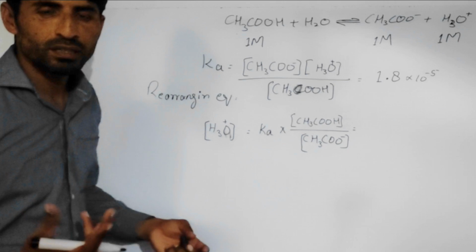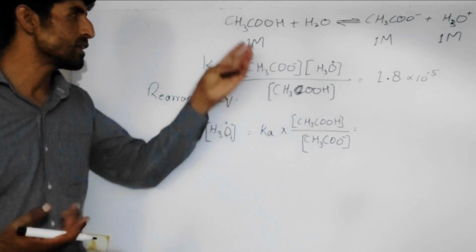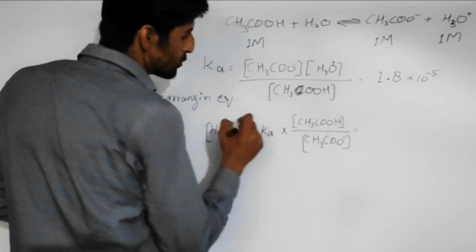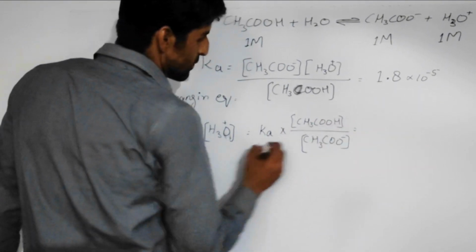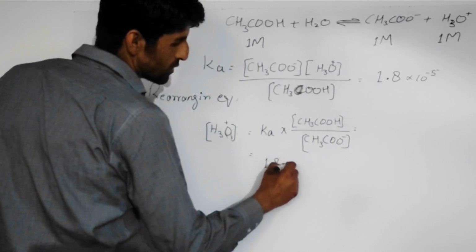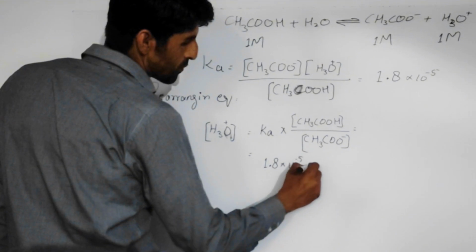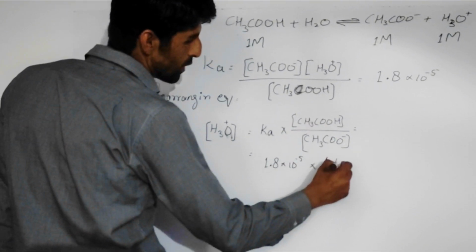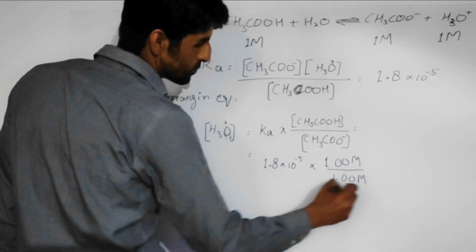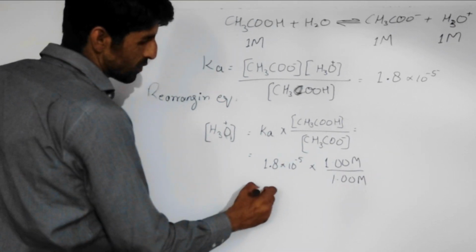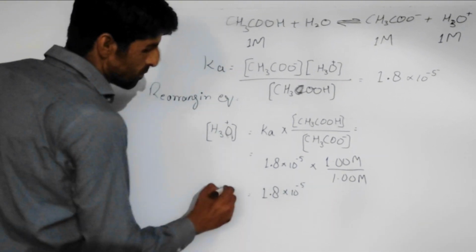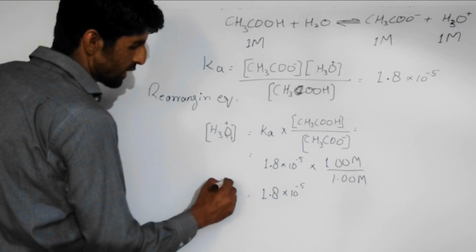As we know that the concentrations of acetic acid and acetate ions are both 1 molar, we put in the value of 1 over 1. The dissociation constant of acetic acid is 1.8 into 10 raised to power minus 5, multiplied by 1.00 molar over 1.00 molar. Here we can notice that the value will remain the same, that is 1.8 into 10 raised to power minus 5. This is the concentration of H plus ions.